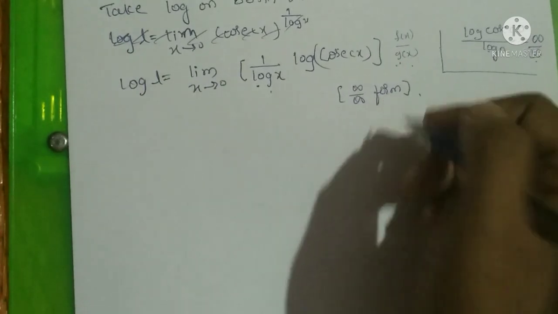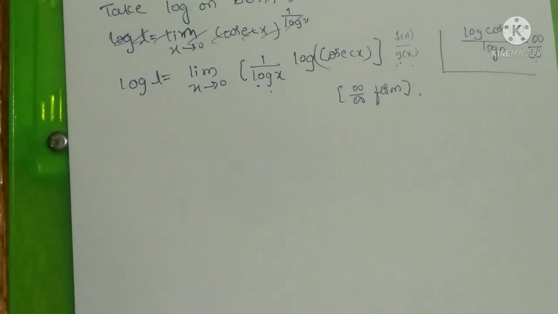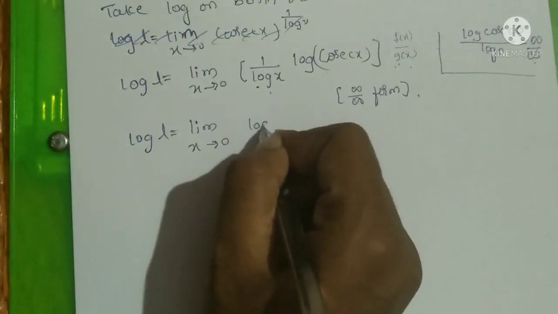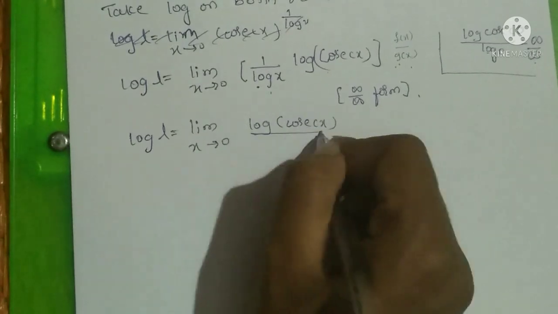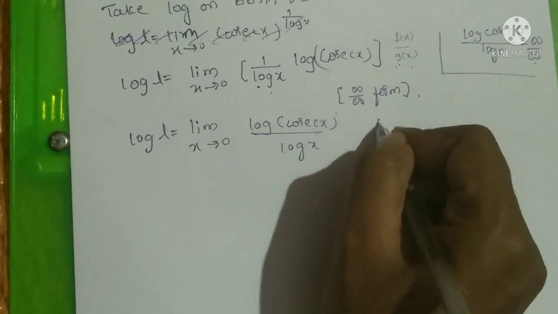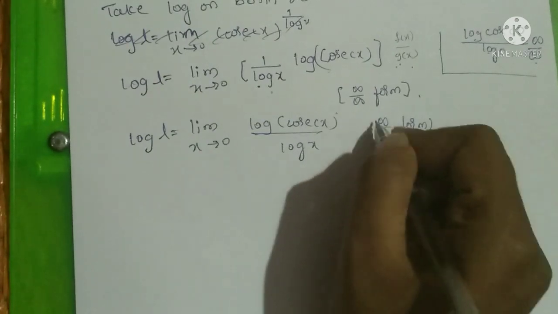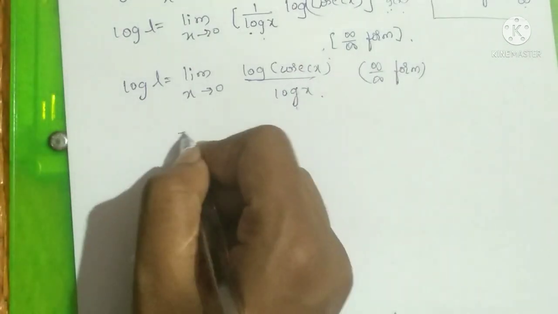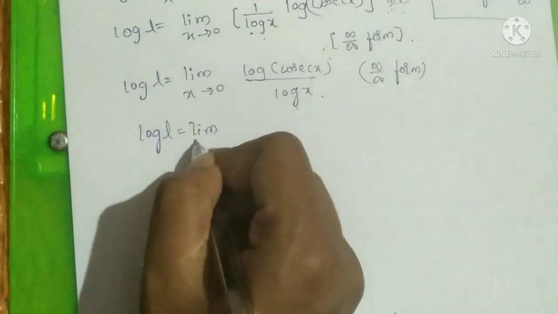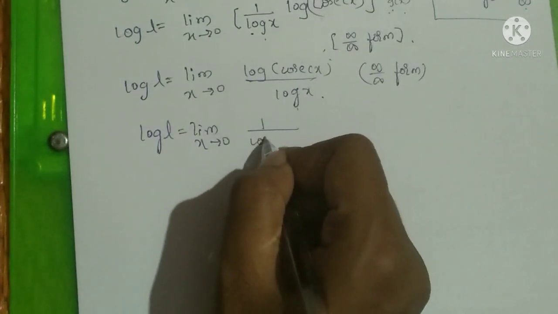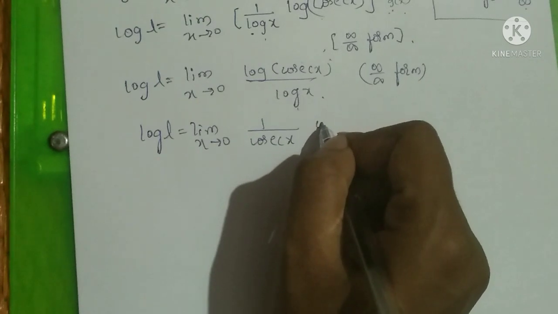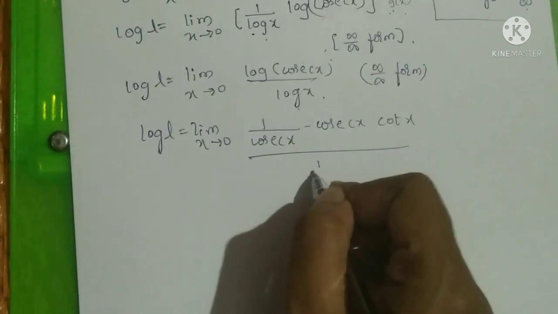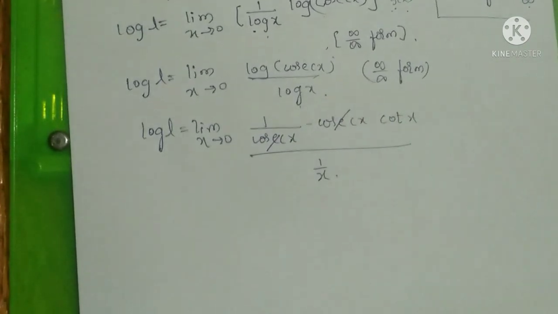When you have infinity by infinity form, you can differentiate numerator and denominator separately. So log L equals limit x tends to 0, log of cosecant x divided by log x. The differentiation of log cosecant x is 1 divided by cosecant x, into minus cosecant x cot x, divided by the differentiation of log x, which is 1 by x. This cosecant x gets cancelled.